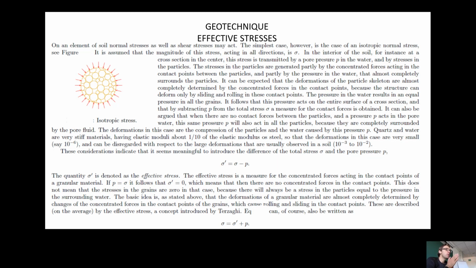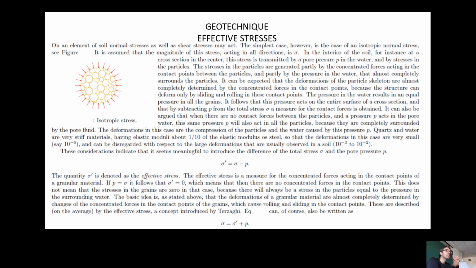So at this point, if we consider that, for example, quartz, that is a typical mineral of these particles, and water are very stiff materials, having an elastic modulus around 1/10 of the elastic modulus of steel. So the deformation in the case of them is very small because, as we said, they are very stiff. And so they can be neglected if compared with the large deformation that is usually observed in the soil, that is around 10 to the minus 3 and 10 to the minus 2.